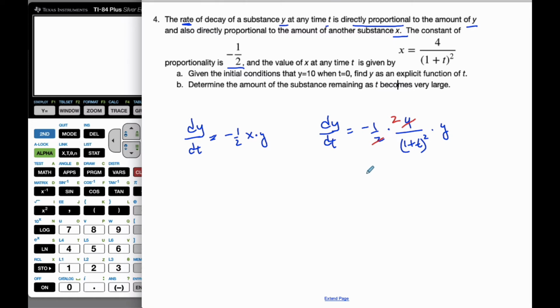And so now I'm going to try and separate my variables. So I'm going to divide by y. So 1 over y dy is equal to negative 2 over (1 plus t) quantity squared dt. So I move the dt over by multiplying both sides by it, and divided by y. And so now I'm going to integrate the two sides.